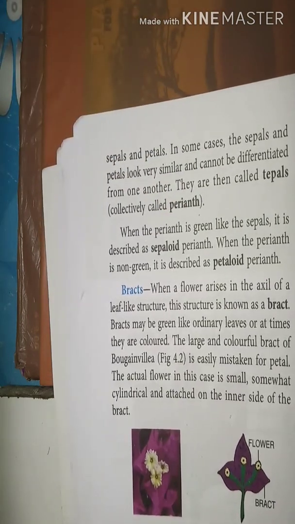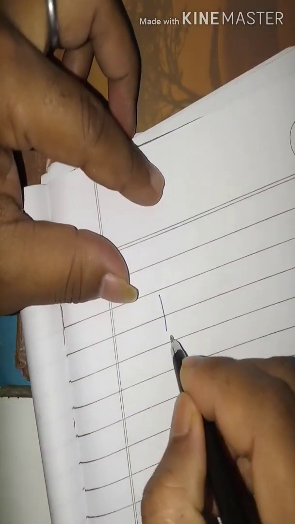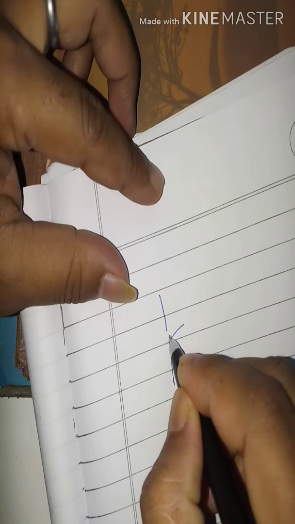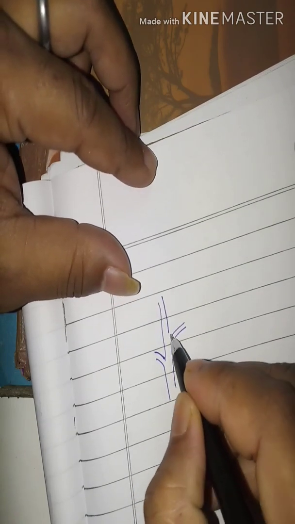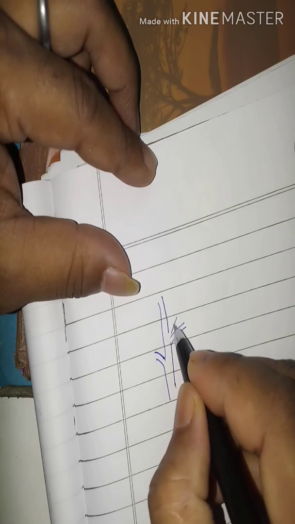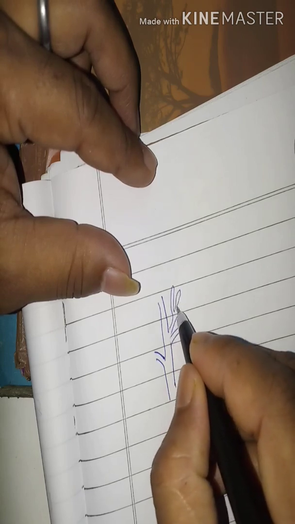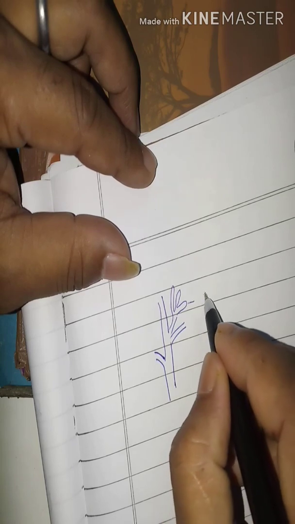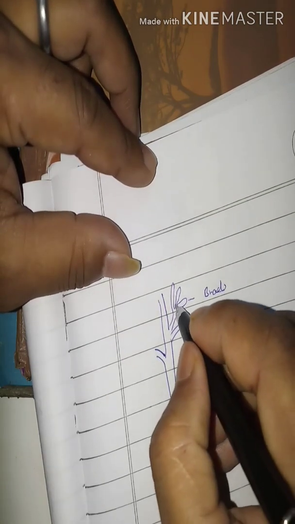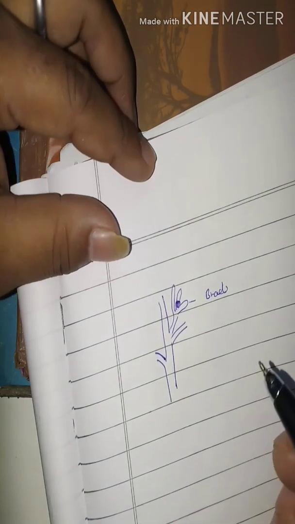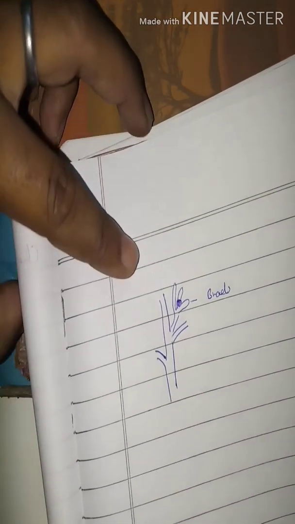See, this is an axil. Here is a leaf-like structure. This leaf-like structure is known as bracts, which encloses one small flower. Clear, all of you? Okay.